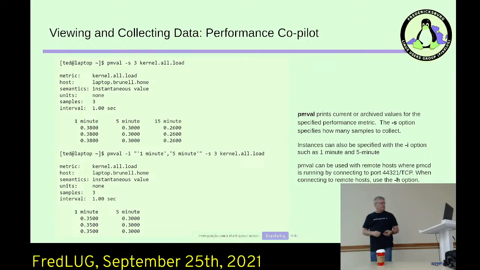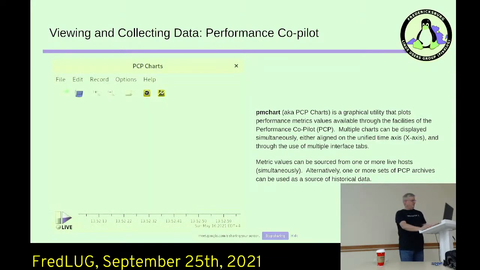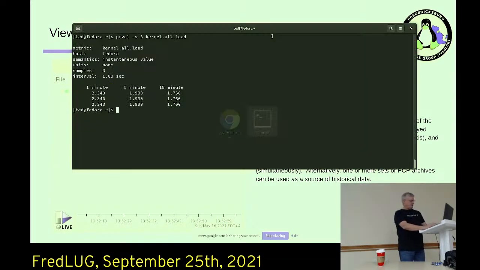Other interesting thing about pmval is it can be used with a remote host where PMCD is running. You just connect to port 44321, and you can actually collect information off of remote hosts using the -h option. So make sure that port's open on your firewall, and you can collect stats remotely that way. So, kind of cool.